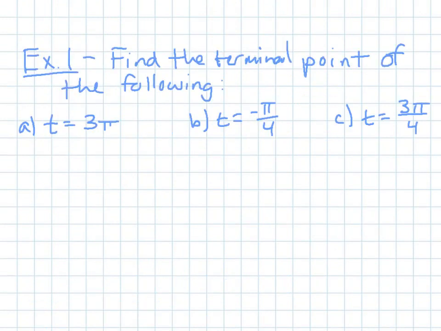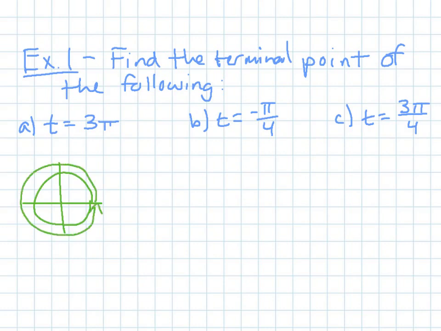So moving on to the first slide. Example 1 says find the terminal point of the following. If I'm giving you a t value of 3 pi, and I want to know the terminal point, remember, use your unit circle. Once around my circle is 2 pi, so another pi gets me over here to this point, which is the point negative 1, 0. So then that is the terminal point.